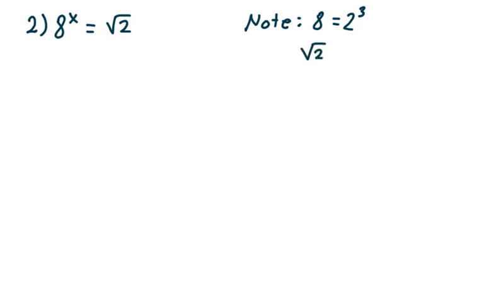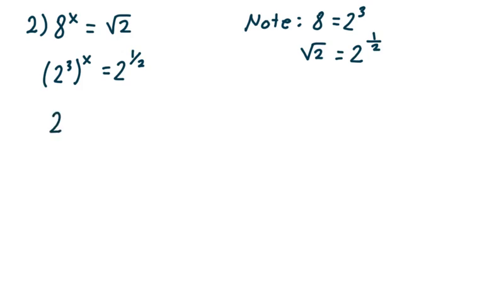Let's take a look at example 2. Suppose 8 to the x is equal to the square root of 2. So, a couple things to note. 8 is equal to 2 to the 3rd. Square root of 2 is equal to 2 raised to the 1/2 power. So 2 to the 3rd raised to the x is equal to 2 to the 1/2. So just like in example 1, the goal is to rewrite both sides so that they have the same base.